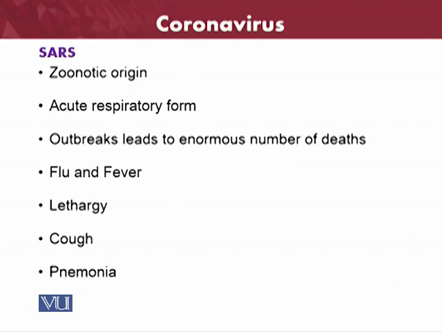We can have a bird's eye view of SARS. It is a zoonotic, acute respiratory disease. It causes respiratory failure and respiratory disease, and it can be transmitted from animals to human beings. That's why it's very dangerous. Outbreaks lead to an enormous number of deaths, of course, because of respiratory failure. The clinical symptoms are flu and fever, lethargy and weakness, which are there in any kind of disease, and cough and pneumonia. Cough and pneumonia are very important symptoms for every disease related to the respiratory system of the host.